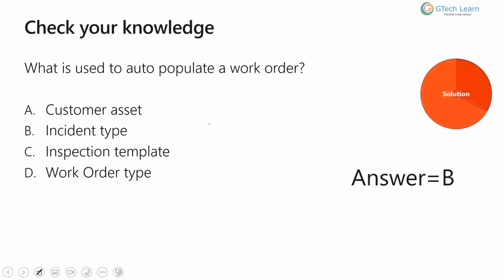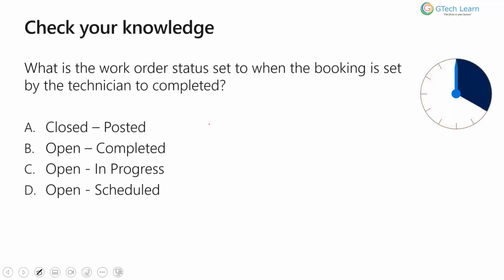Okay, so the correct answer for that question is going to be option B, incident type. Now the next question we are having in line is, what is the work order status set to when the booking is set by the technician to completed? Option A, close posted, option B, open completed, option C, open in progress, or option D, open scheduled. So let me start the timer and have your answers on the chat box.